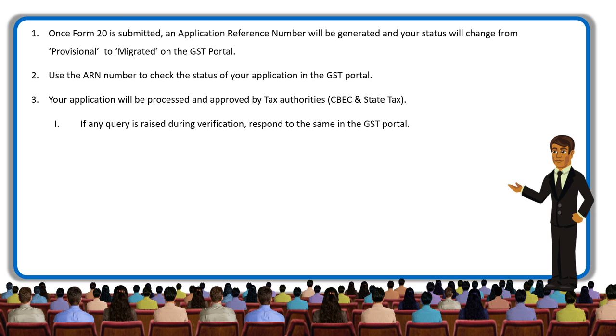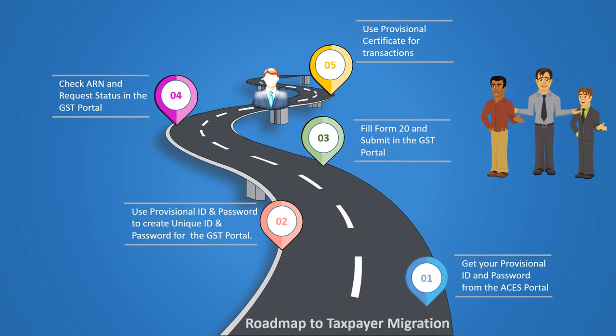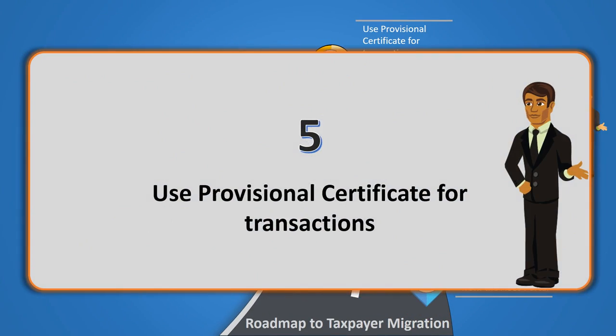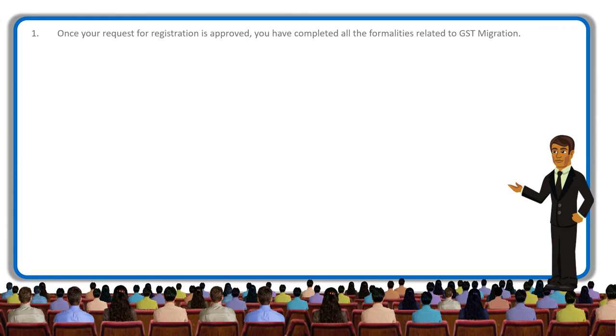If any query is raised during verification, respond to the same in the GST portal. Post successful verification, your request for registration will be processed. As the last step, use the provisional certificate for all GST-related transactions. Once your request for registration is approved, you have completed all the formalities related to GST migration.